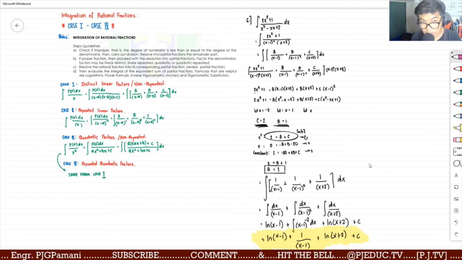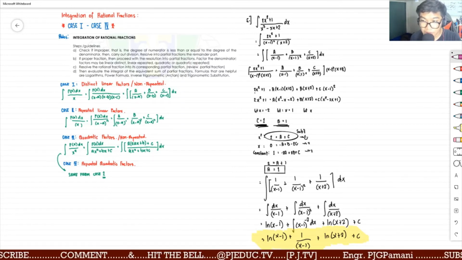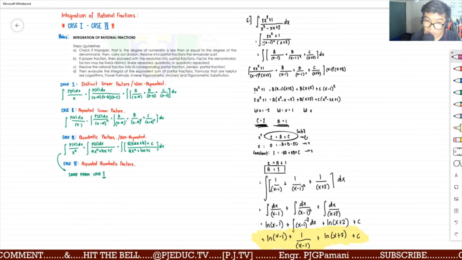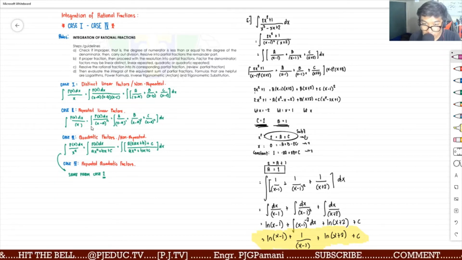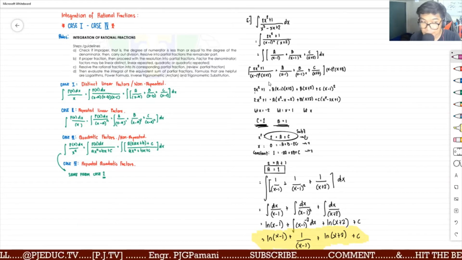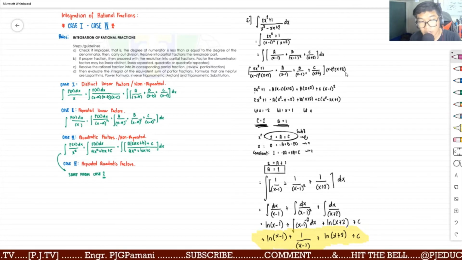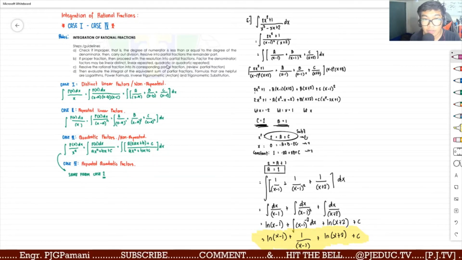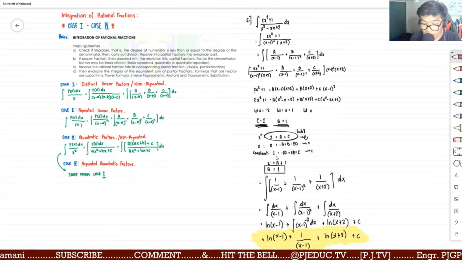So, that is for case number 2. Again, kung merong more than 1 yung isang factored form, repeated na po yan kaagad. Then, apply case number 2. Then, any method na for you to identify the equivalent partial fraction, A, B, and C.